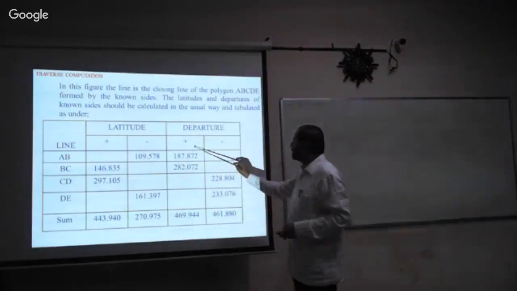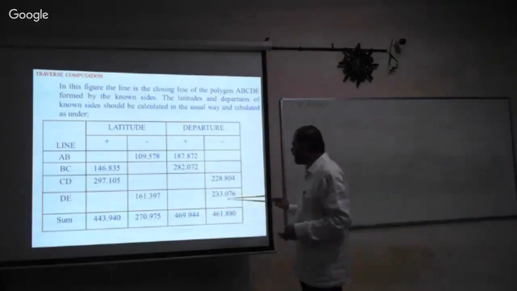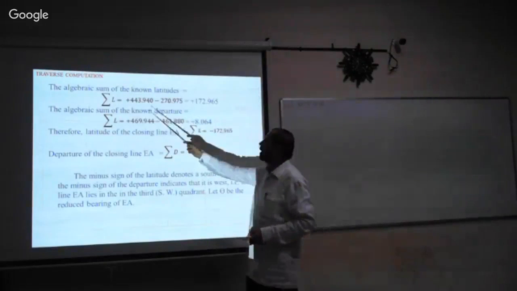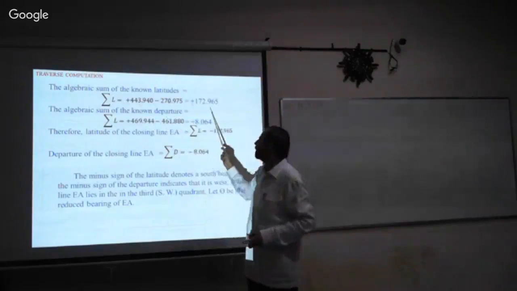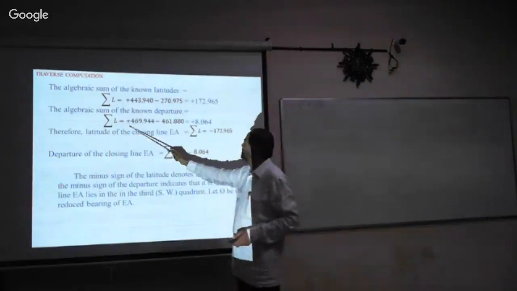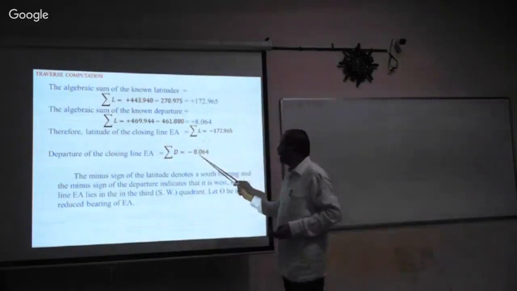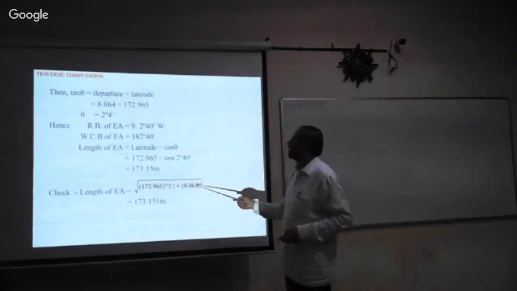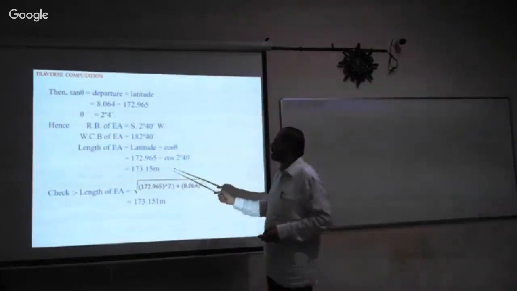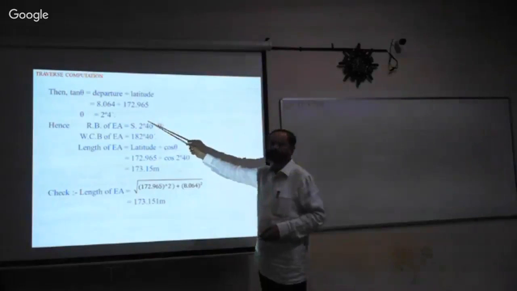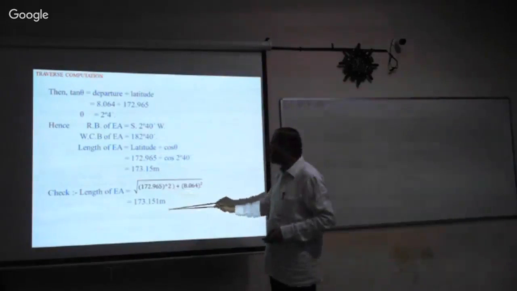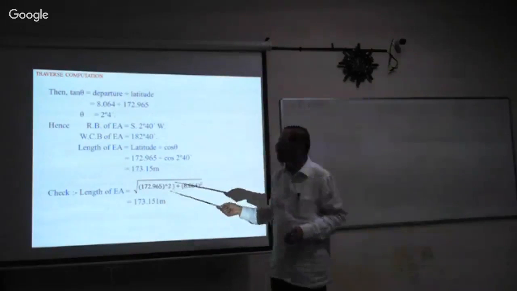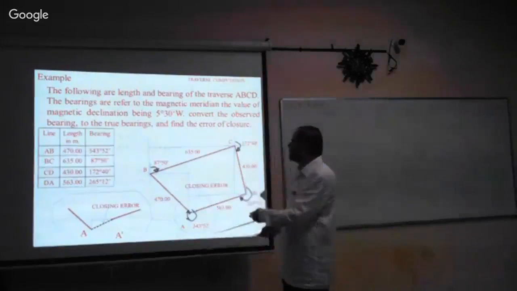Now, sum the departure positive and departure negative, and find out the sigma departure. Now we have done this here, sigma latitude and sigma departure. Then calculate using a simple method. This is the departure and the latitude, and theta we are going to get. What is the bearing of the remaining side, and also the length of the remaining side, we can calculate. You just apply the Pythagoras theorem, then we can solve this.